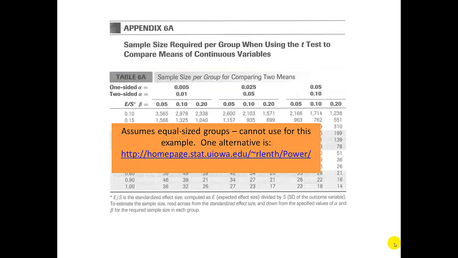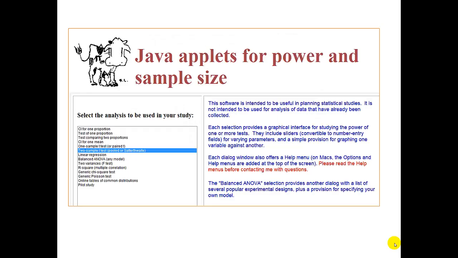Table 6a in your text is one possible way to estimate sample size for t-tests, but it only works if your populations with and without the outcome are of the same size. Therefore, we need to find another way to estimate sample sizes for our example. One possible approach would be to use the Rust Length app that we have online. This is what you will see when you click on the link provided on the other page. Right now, let's choose 2 sample t-test, pooled or Satterthwaite.